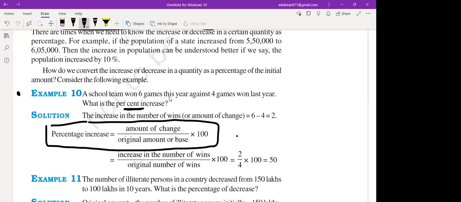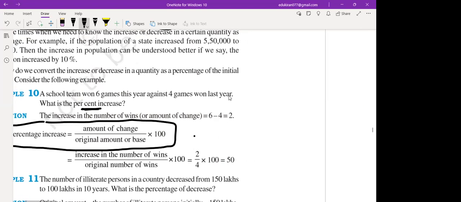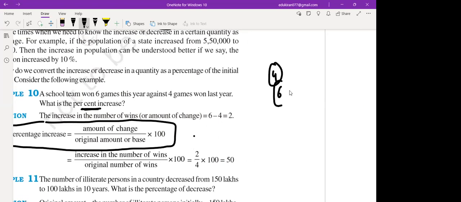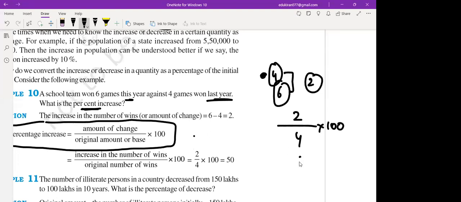A school team won 6 games this year against 4 games last year. So first of all, according to the formula, you have to find the amount of change. 6 minus 4 gives you 2. This is the change, by how much it has increased. So the amount of change is 2. What was the original? The team won 6 games this year against 4 games last year, so the original was 4. Multiply by 100. So 200 divided by 4, you got 50. So this is the percentage of increase.